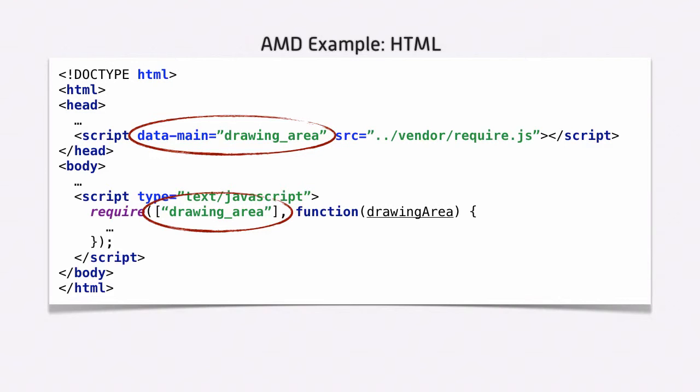What we do is we load the require.js script, which is the AMD tool I'm using in this example, and then we tell it that drawing area is our top level module. And then down in our script, rather than using the same type of require we use in our other JavaScript code, we have to use this special alternate syntax where we put in the module name into an array, and then we pass it into a function.